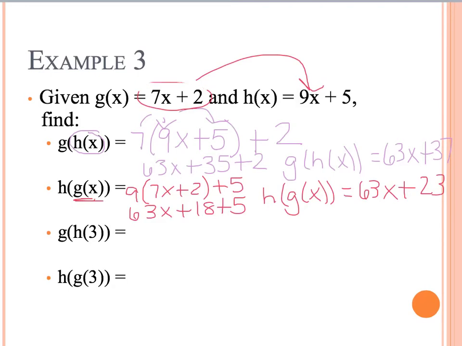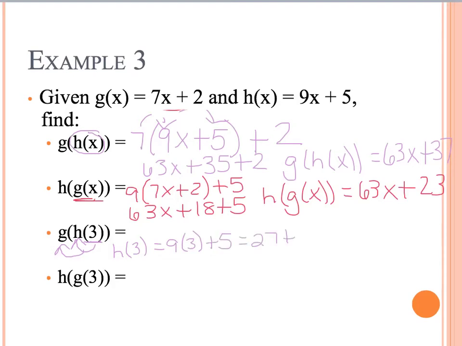And then here's an example where we actually have a number to use, which you all may like even more. I'm going to take 3, the number 3, and put it into the h of x function. And then whatever I get back out will go into the g of x function. So h of 3 is equal to 9 times 3 plus 5. So that's 27 plus 5 is 32.